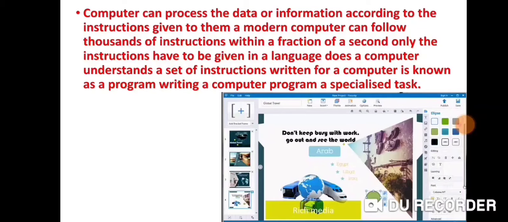The set of instructions that are written for a computer, in the language the computer understands, is known as a program. Writing a computer program is a specialized task. So you can't just type anything on the computer and expect an answer. You have to type in the language that the computer knows. And those instructions that you give the computer, which it understands, are known as a program.